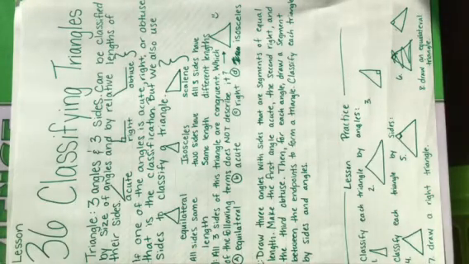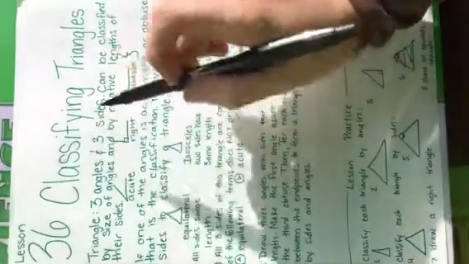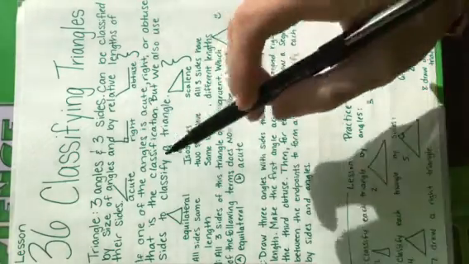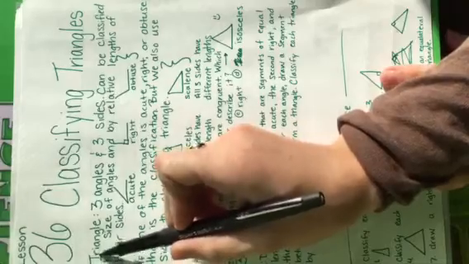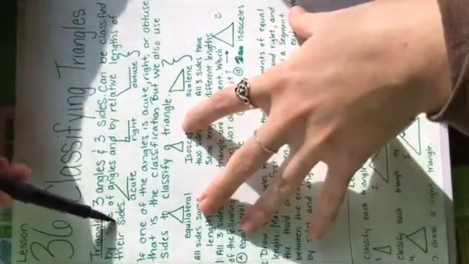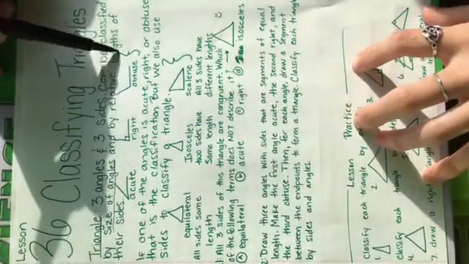Okay, lesson 36. In this lesson, we're going to learn about classifying triangles. There are different kinds of triangles. A triangle is identified by having 3 angles and 3 sides, and it can be classified by the size of the angles and by the length of its sides.